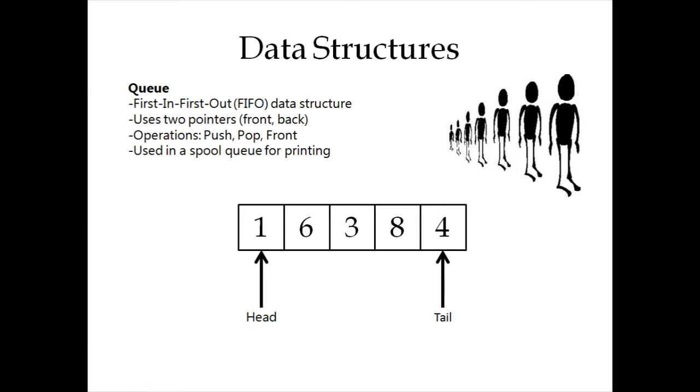A queue is a first-in, first-out data structure. Think about a long queue for a fairground ride. It has a front and back pointer. Its algorithms are push, pop, and front, where front is the same as top. One of its uses is in a spool queue for printing.